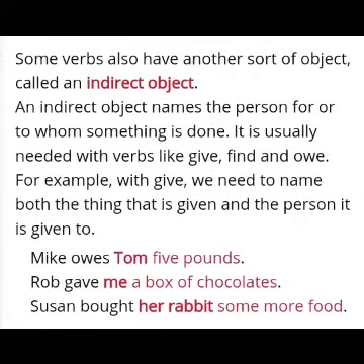Some verbs also have another sort of object called an indirect object. An indirect object names the person for or to whom something is done. It is usually needed with verbs like give, find and owe. For example, with give, we need to name the thing that is given and the person it is given to. Example: Mike owes Tom 5 pounds. Rob gave me a box of chocolates. Suzanne bought her rabbit some more food.